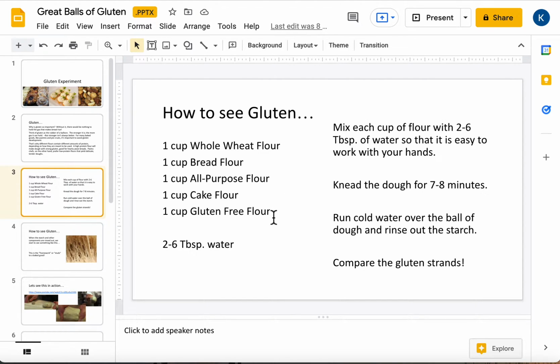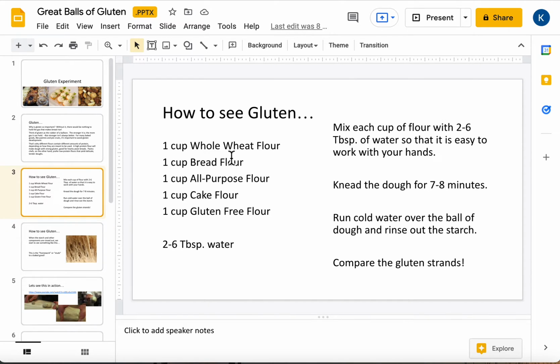Now, funny story, the group that gets the gluten-free flour always has a panic moment because their dough dissolves completely. When they're running it under the cold water and through the strainer, it all just falls apart. Well, think about it. It's gluten-free. There's not going to be anything left. So that's completely normal, okay?